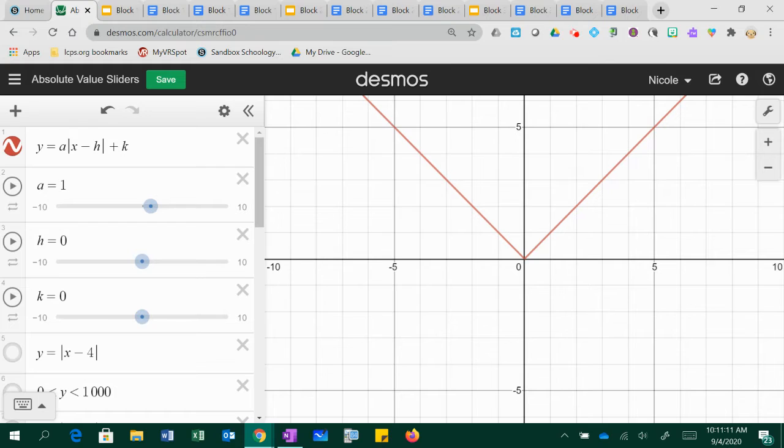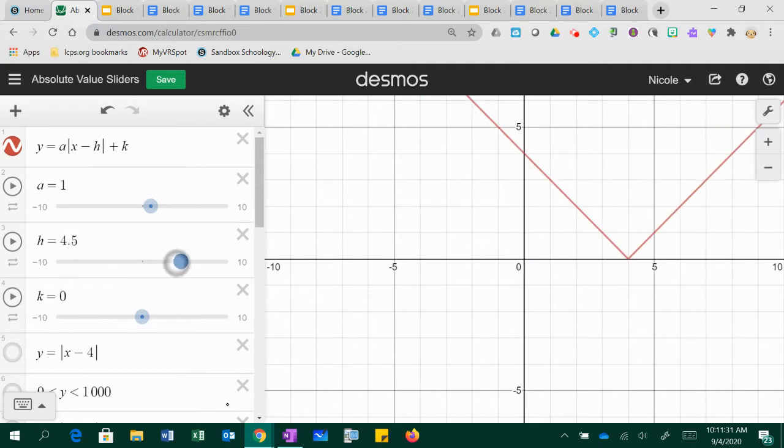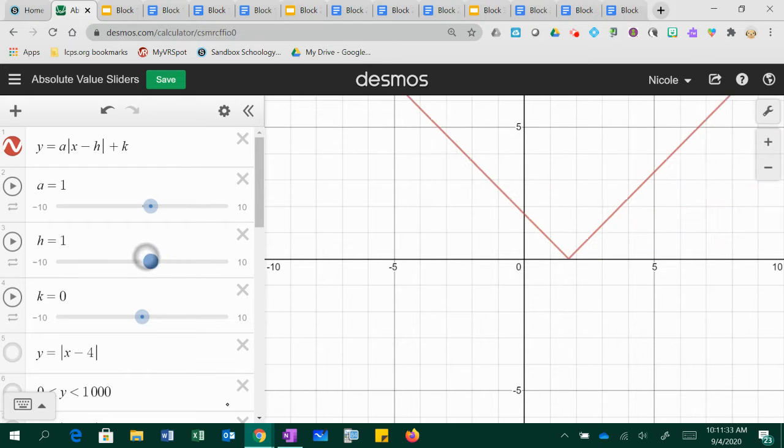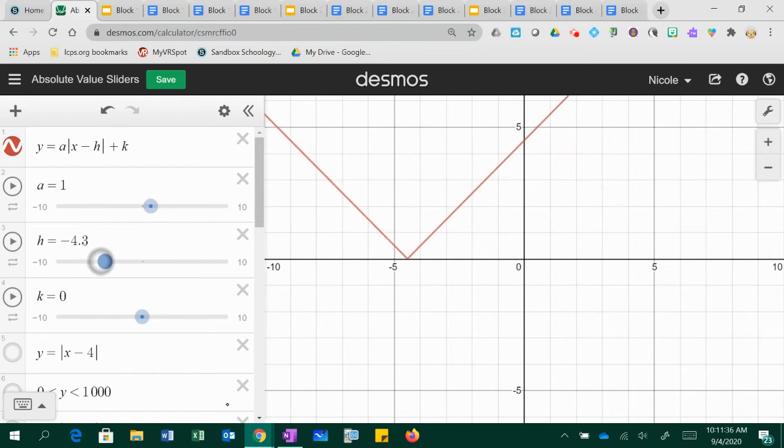So this right here is the absolute value of x. We can do several things to the graph. We can move it around, we can flip it upside down, we can make it skinnier, we can make it wider. So first thing that we have is this value h. If you can see where I'm pointing right there, h, if I move this slider back and forth, causes the graph to slide left and right.